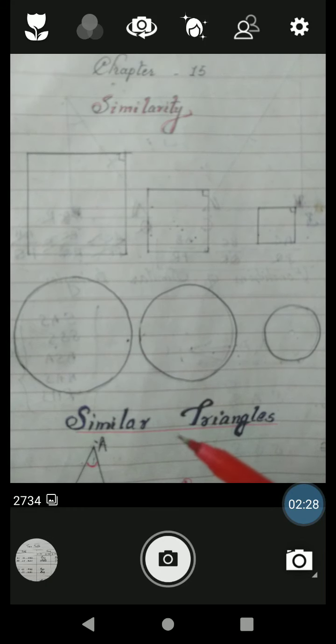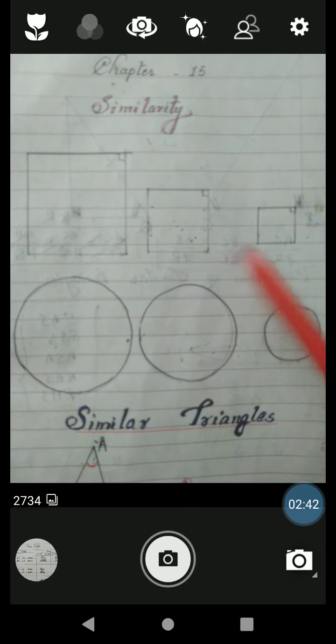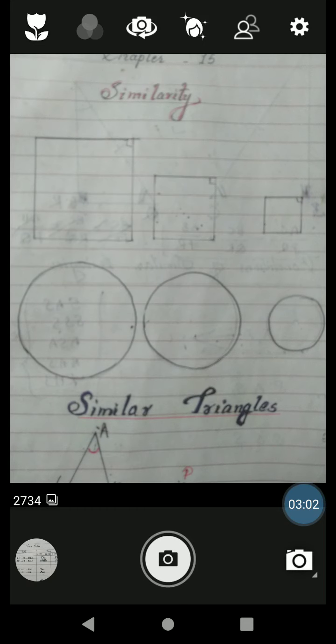Two figures are said to be similar if they have the same shape but may differ in size. Here you can see sizes are different. But in congruency, two figures are congruent if they have the same shape and the same size. Now we can go to the next, similar triangles.